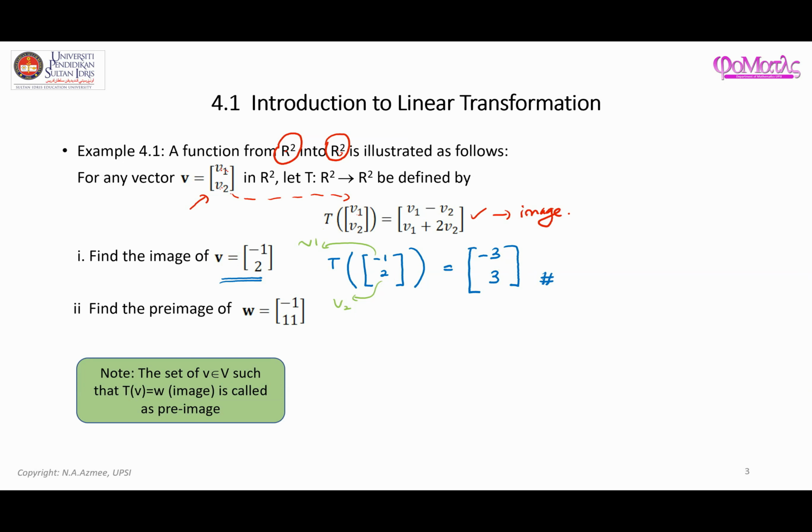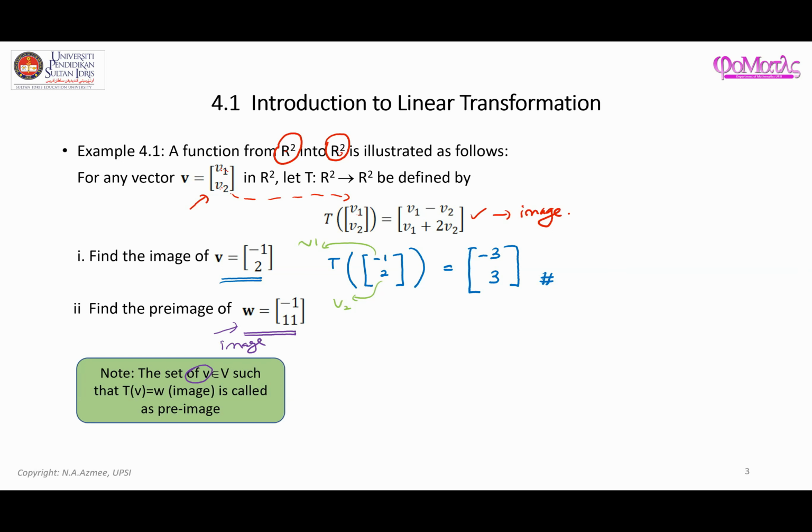Next we are going to find the pre-image of this one here. What is the pre-image? The pre-image is the value of V, the value of our input, if you would like to think of it that way. So this is the input, and here is our image, and you want to find what input gives us such a result.